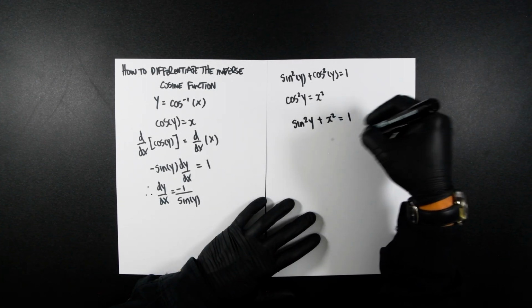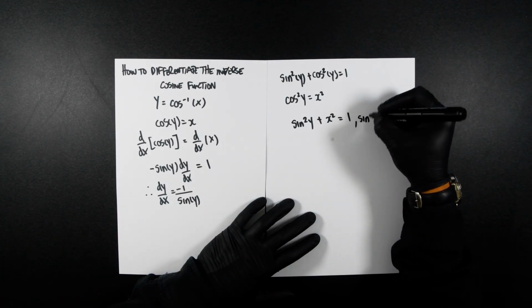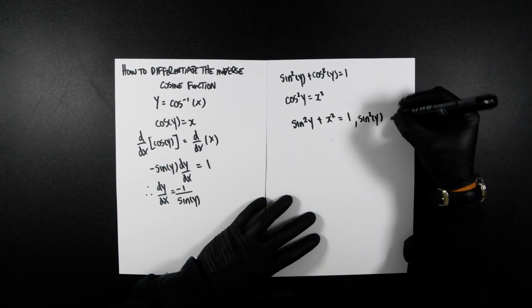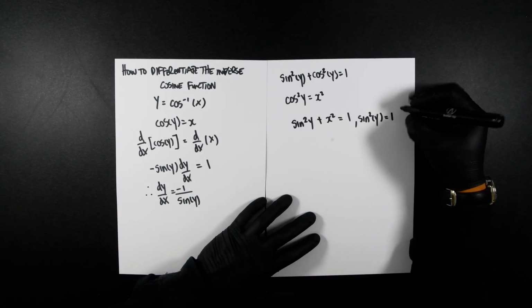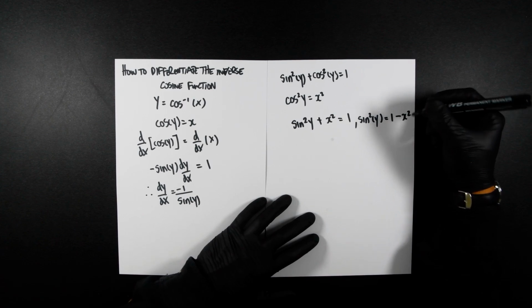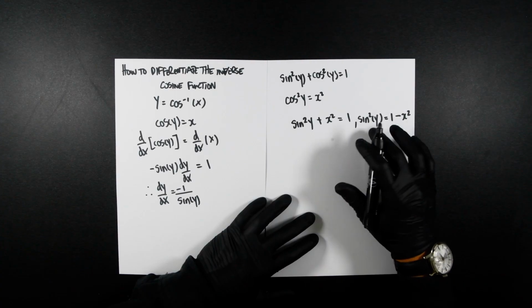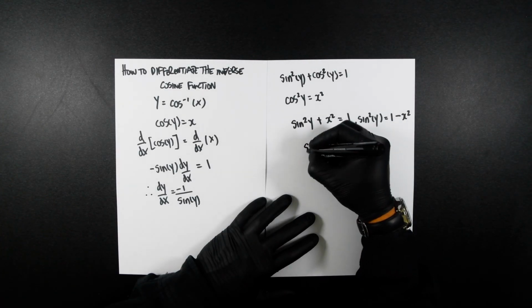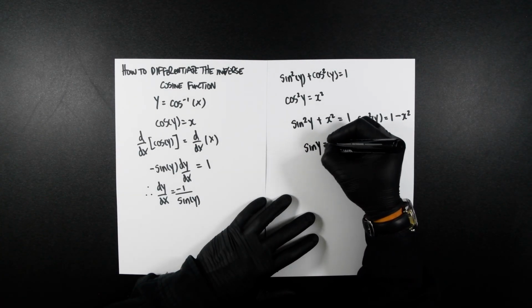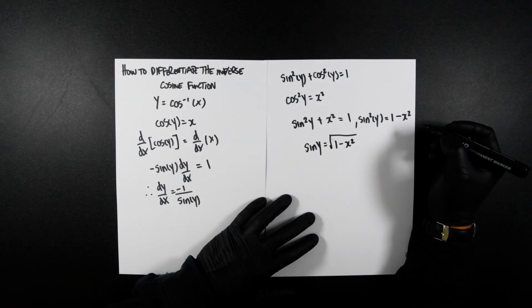We subtract x squared from both sides, and you're going to get sine squared y, which is going to equal 1 minus x squared. That means, if we square root both sides, sine y is going to be the square root of 1 minus x squared.